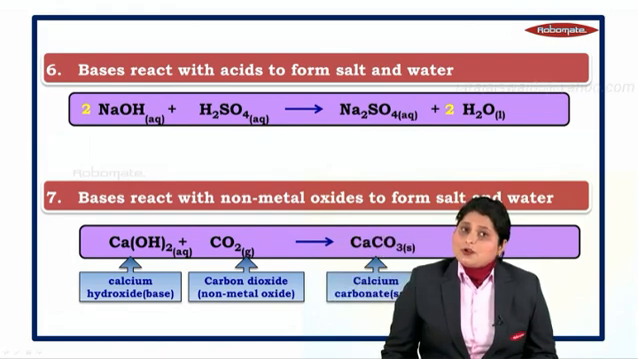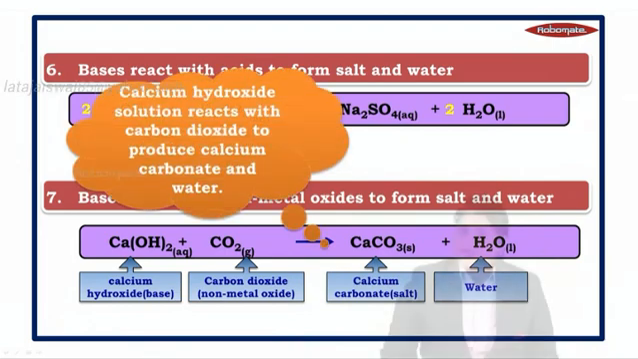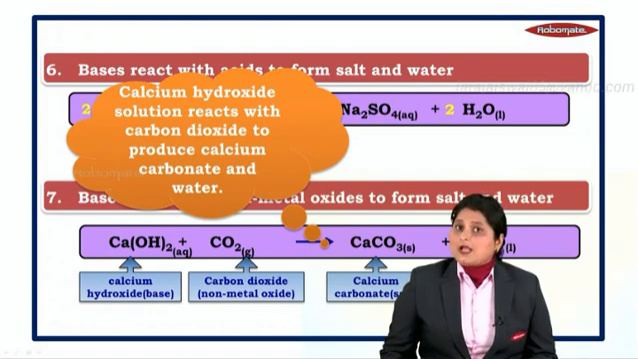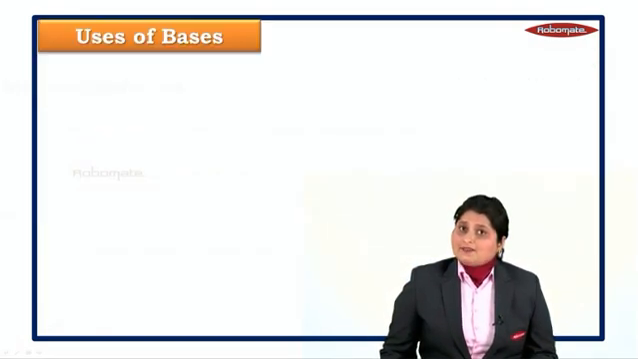Now here the salt which is going to form is calcium carbonate along with release of H2O. Again, let's summarize this reaction. Calcium hydroxide solution reacts with carbon dioxide to produce calcium carbonate and H2O. Let's go ahead. When we go ahead, we have the next property, but before that we learn uses of bases.